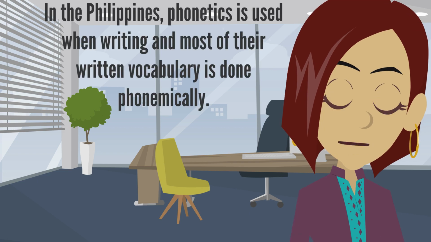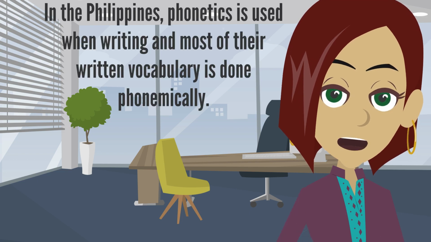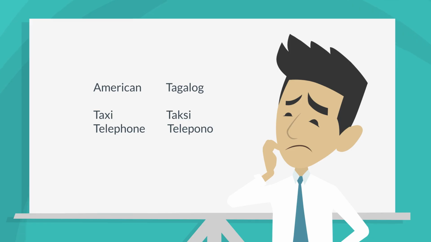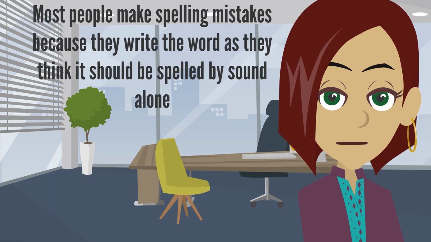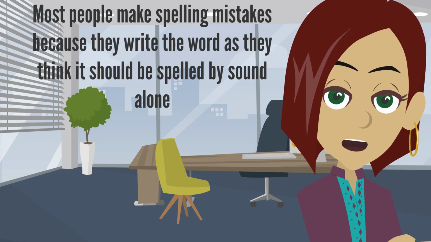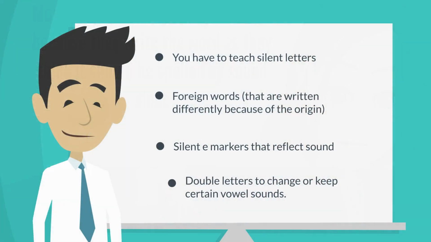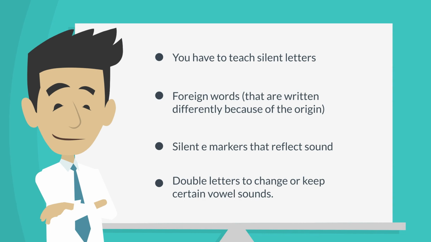In the Philippines, phonetics is used when writing, and most of their written vocabulary is done phonemically. Taxi, taksi. Telephone, telepono. However, most people make spelling mistakes because they write the word as they think it should be spelled by sound alone. When teaching spelling, you have to teach silent letters, foreign words that are written differently because of the origin, silent E markers that reflect sound, and double letters to change or keep certain vowel sounds.